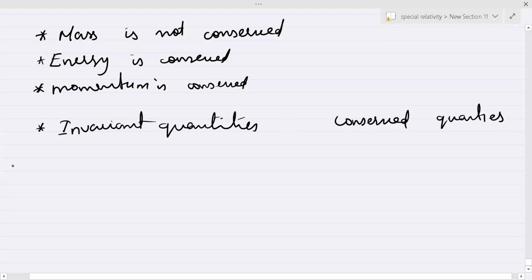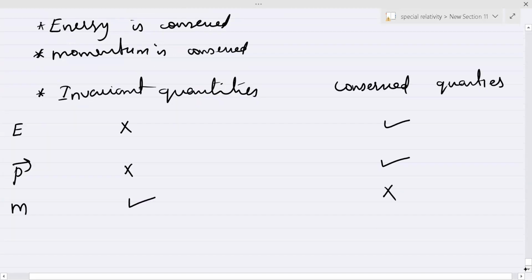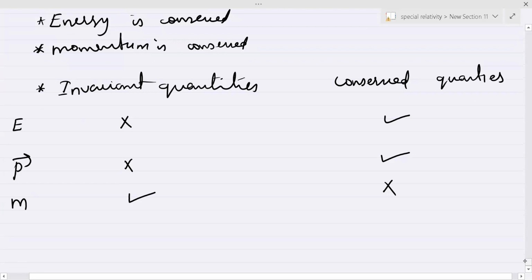By invariant we mean that when you go from one frame to another, its value does not change. Energy is not invariant, but it is conserved. The momentum is not invariant, but it is conserved. Mass is invariant, but it's not conserved, because some of the mass can go as energy and some of the energy can materialize as mass, in particle interactions for example. So mass is invariant but not conserved.